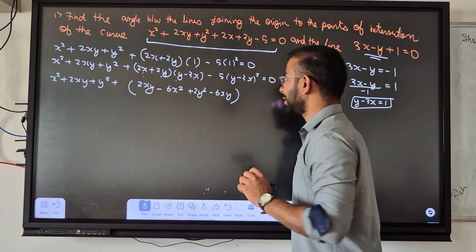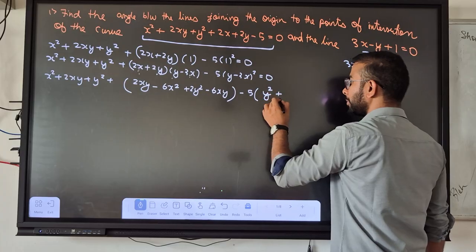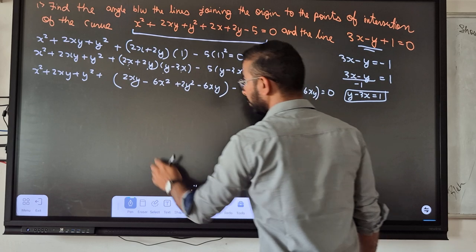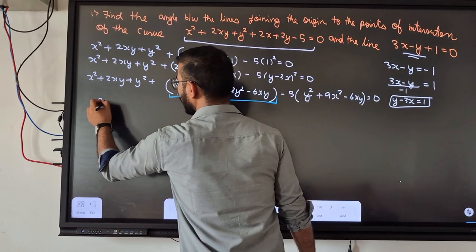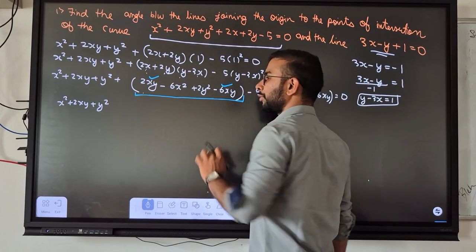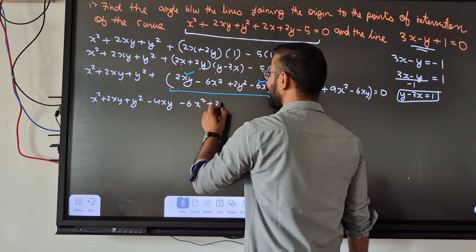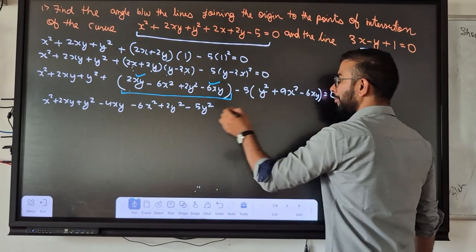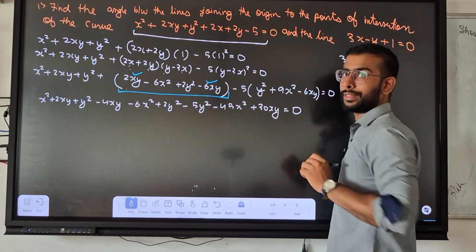I guess this part is clear with us. Now minus 5 into, what is a minus b whole square, guys? a square plus b square minus 2ab, which is minus 6xy, is equal to 0. This part is clear with you, right? This part you can solve now, not a big deal. So this is x square plus 2xy plus y square. Now what is 2xy minus 6xy, guys? Minus 4xy, very good. Minus 4xy minus 6x square plus 2y square. So minus 5 into 1, we'll have minus 5y square. Then minus 45x square plus 30xy is equal to 0.